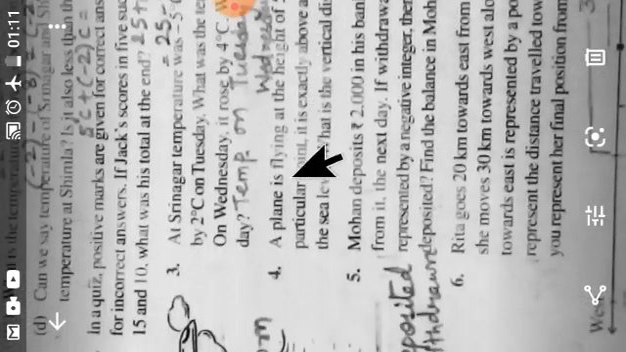Now let us see the next question. A plane is flying at the height of 5000 meter above the sea level. At a particular point it is exactly above the submarine floating 1200 meter below the sea level. What is the vertical distance between them?